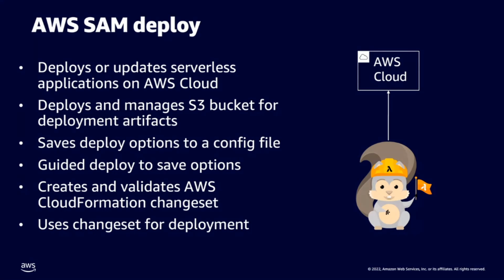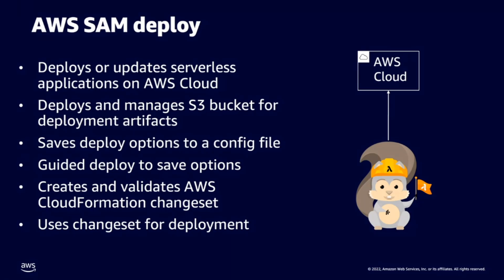sam deploy deploys or updates serverless applications on the cloud. It manages the S3 bucket for deployment artifacts, and it saves all of the deployment options to a configuration file. And then when it does a deploy, it creates a CloudFormation change set. That is basically a diff of what was there and what's there now, and it compares the template to what was already out there. And if it's a brand new deploy, it's just going to deploy all of it.